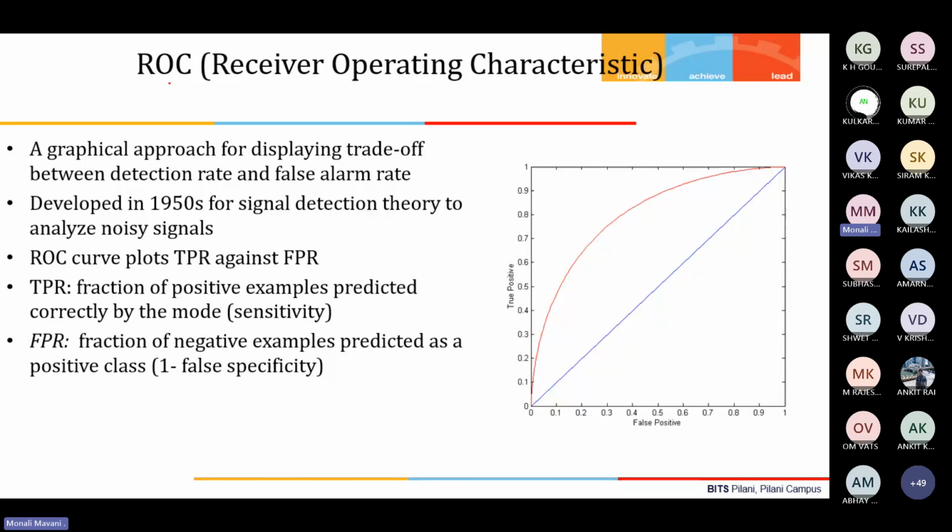another measure called receiver operating characteristics. It is a curve of TPR against FPR, the true positive rate and the false positive rate. So what is that? The fraction of positive examples predicted correctly. So it is nothing but sensitivity, that means it is nothing but recall. So on the y-axis we have recall. On the x-axis we have FPR, which is 1 minus specificity. Sorry, it's 1 minus specificity: the fraction of negative examples predicted as the positive class.